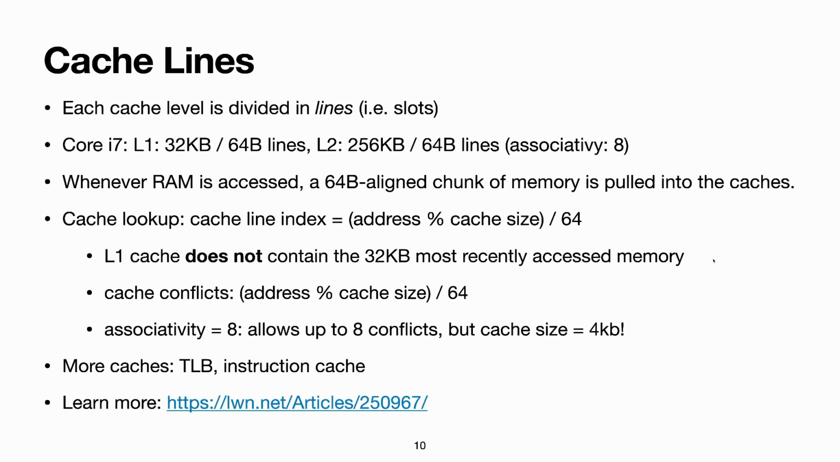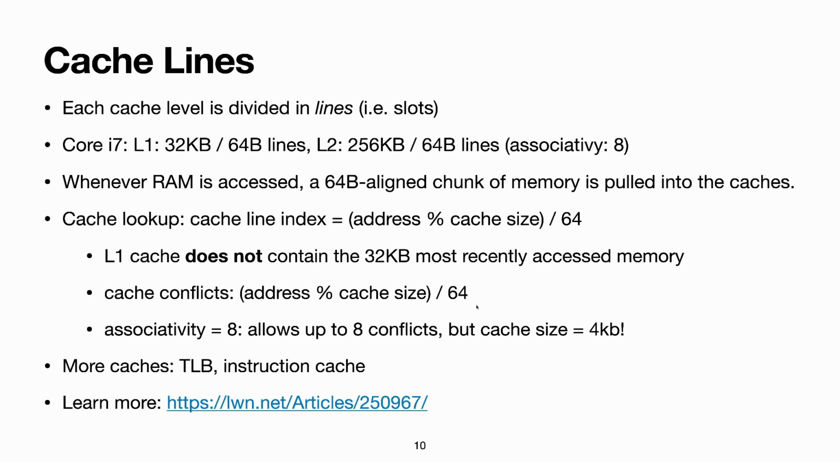So one way people sometimes think about cache is say, well, the cache is 32 kilobytes, so it must contain the 32 kilobytes most recently accessed memory, or at least the 64-byte chunks most recently accessed. It's not how it works. And that is because of cache conflict. You see, if you access addresses, they can map to the same cache line index. For instance, if you have an address that is 1 or 129, they will map to the cache line 1, and that's because they're both 1 plus a multiple of 64.